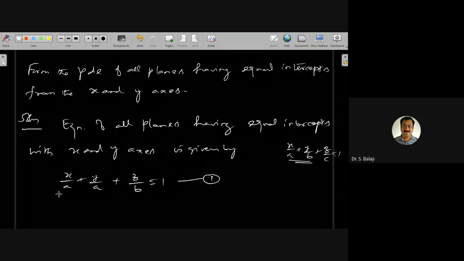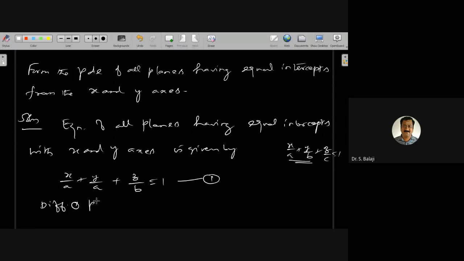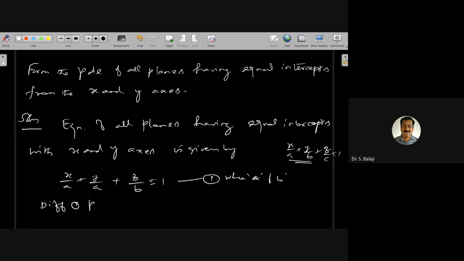Now z is a function of x comma y. Differentiate equation number 1. Here a and b are arbitrary constants. Therefore you can eliminate the arbitrary constants, then you can construct the partial differential equation. Differentiate one partially with respect to, sorry, with respect to x, not a.